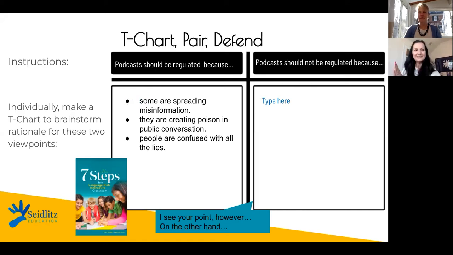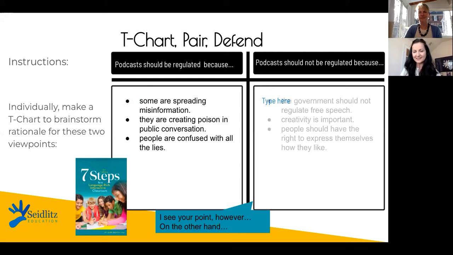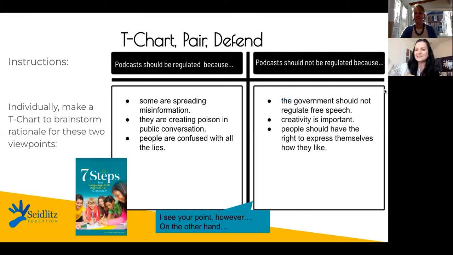And then on the other side, they're going to tell me what to write. They're going to dictate, and I'm going to write these. I like to do it by hand because I want them to see as I write, but some people do it on a computer and type, and that's perfectly fine. Now we're going to pair up, and let's say, for example, Monica is going to be this side of the chart, and I'm going to be this side of the chart, and we are going to have a debate amongst each other.